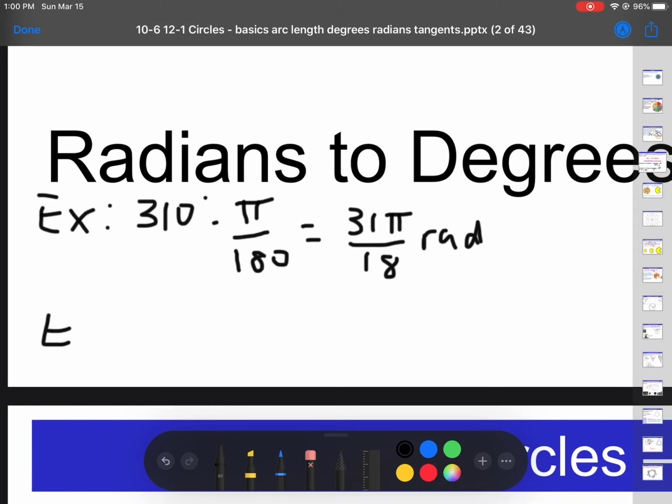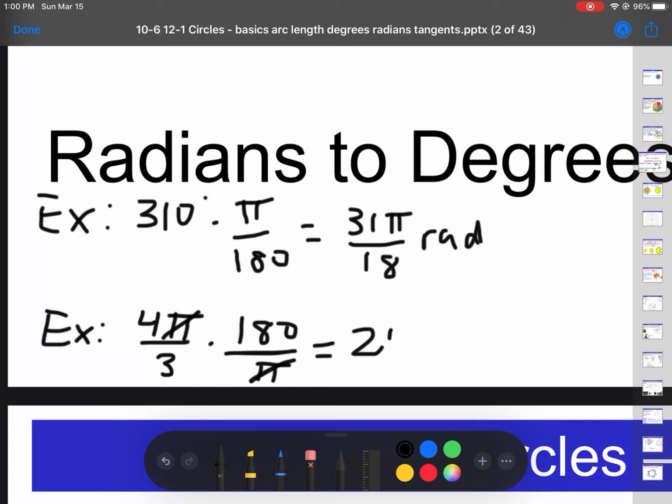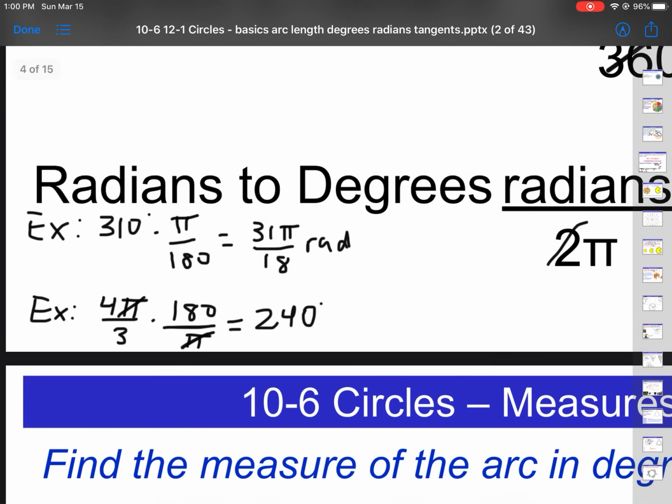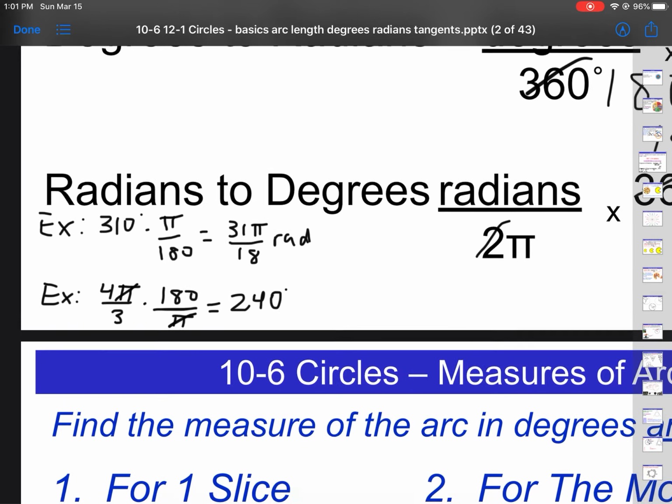And then if we want to go from radians to degrees, well, let's start off with something, 4 pi over 3, times, and now we want to do the reciprocal, 180 over pi. And the way I kind of remember it is the pi should always cancel out when you're going from radians to degrees. So the pi's go away. Then we can do 4 times 180 divided by 3, and we get 240 degrees. So those are equivalent expressions of the same angle.